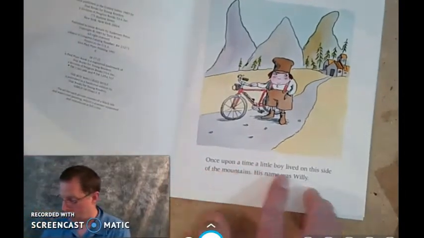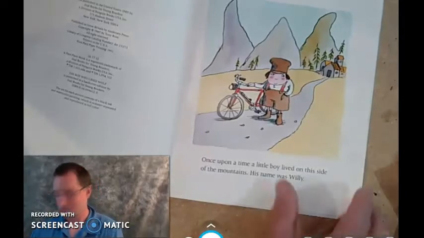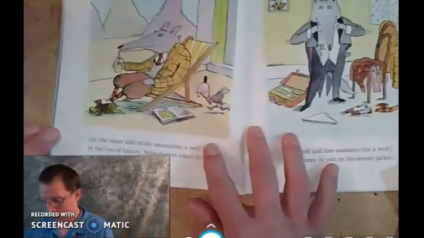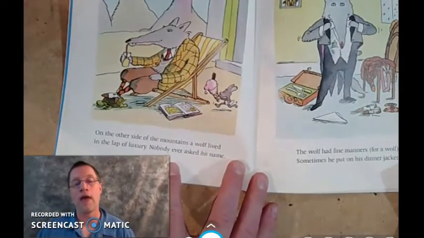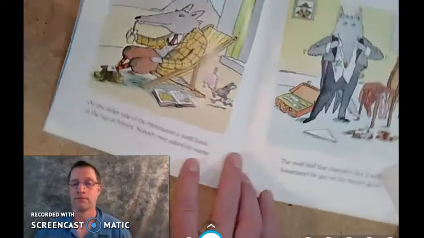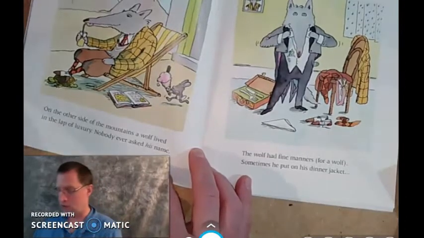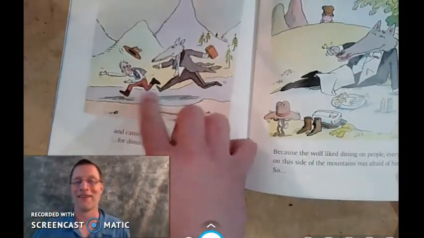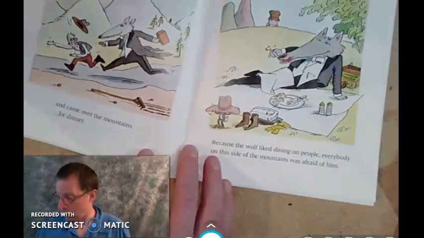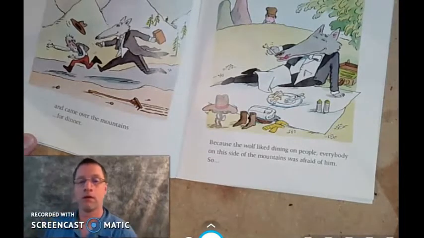Once upon a time, a little boy lived on this side of the mountains, and his name was Willie. On the other side of the mountain, a wolf lived in the lap of luxury, and nobody ever asked his name. The wolf had fine manners for a wolf. Sometimes he put on his dinner jacket and came over the mountains for dinner. Look, he's chasing that guy. Because the wolf liked dining on people, everybody on this side of the mountain was afraid of him.